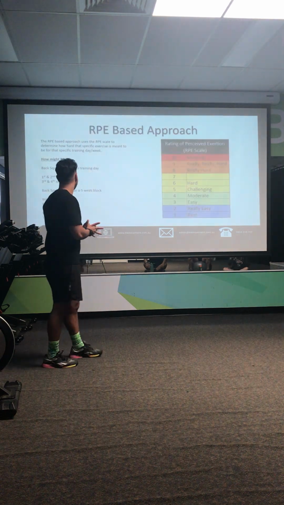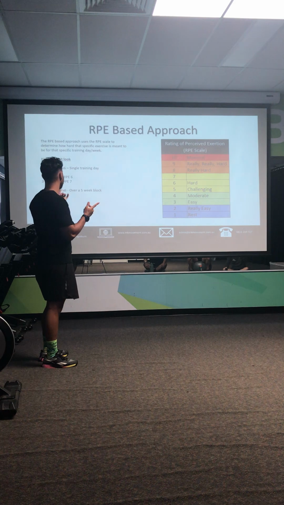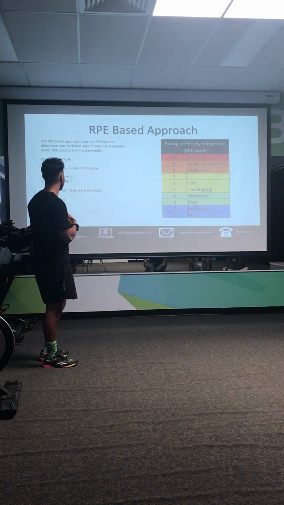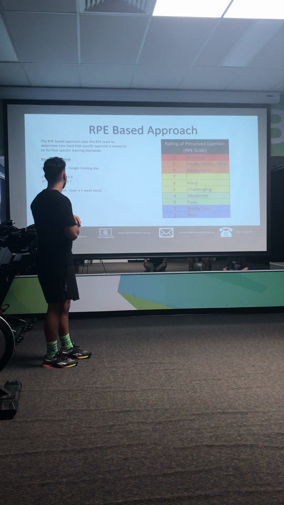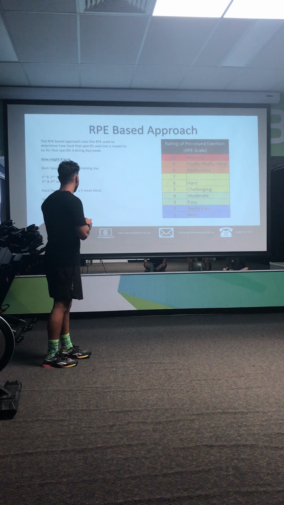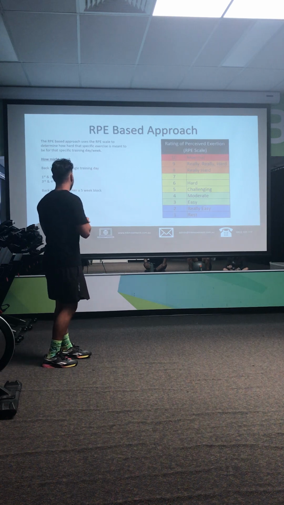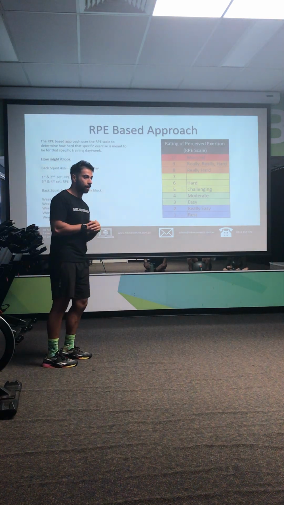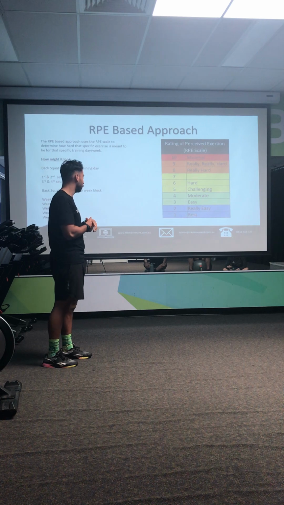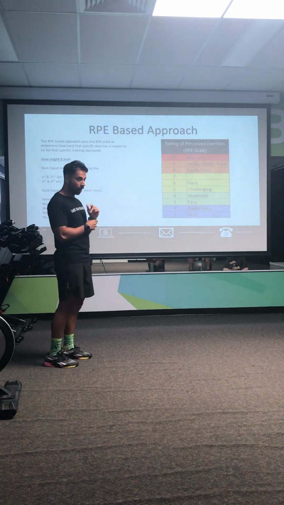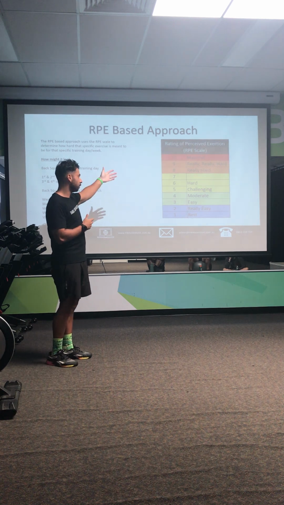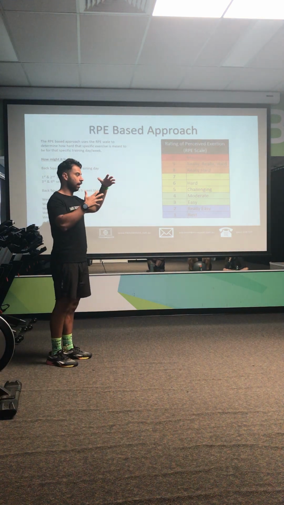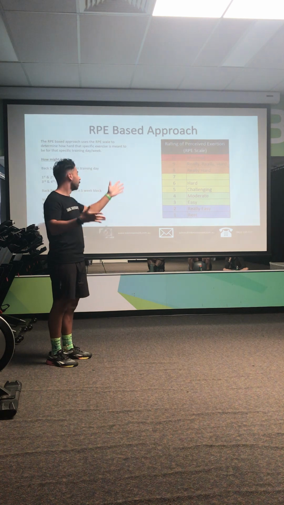RPE-based approach. The RPE-based approach uses the RPE scale to determine how hard that specific exercise is meant to be for that specific training day or week. Okay, so again, using your back squat, single training day, we might do first set and second set at an RPE 6, right, which should feel pretty hard. And then your third and fourth set could be at an RPE 7, which is maybe a little bit harder than hard. Okay?